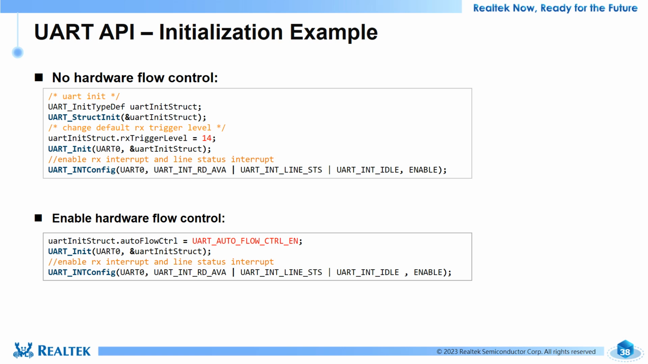Then call UART struct init to initialize the UART structure variable, call UART init to initialize the UART, and call UART int config to enable the UART interrupt.